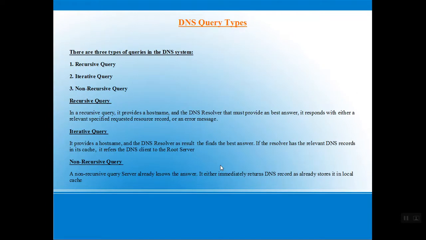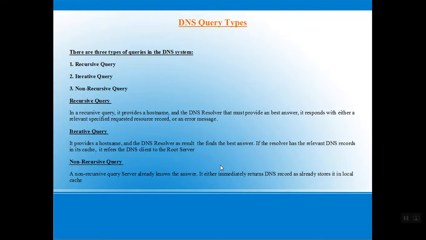Next, we have different types of queries. We can divide DNS queries into three parts: recursive, iterative, and non-recursive queries. These are all the queries which DNS uses for authentication within the DNS server. In recursive, the DNS must resolve the host name and must provide the best answer. It just goes with the best answer to give the resolution as a request response.